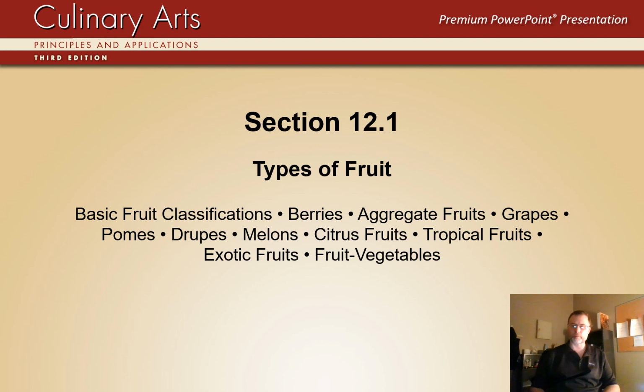Technically, vegetables, meaning that they have certain characteristics that make them vegetables, but they're mainly considered a fruit. So we're going to go into basic fruit classifications. We're going to go into berries. We're going to go into aggregate fruits, grapes, palms, drupes, melons, citrus fruits, tropical fruits, exotic fruits, and then again, fruit vegetables.